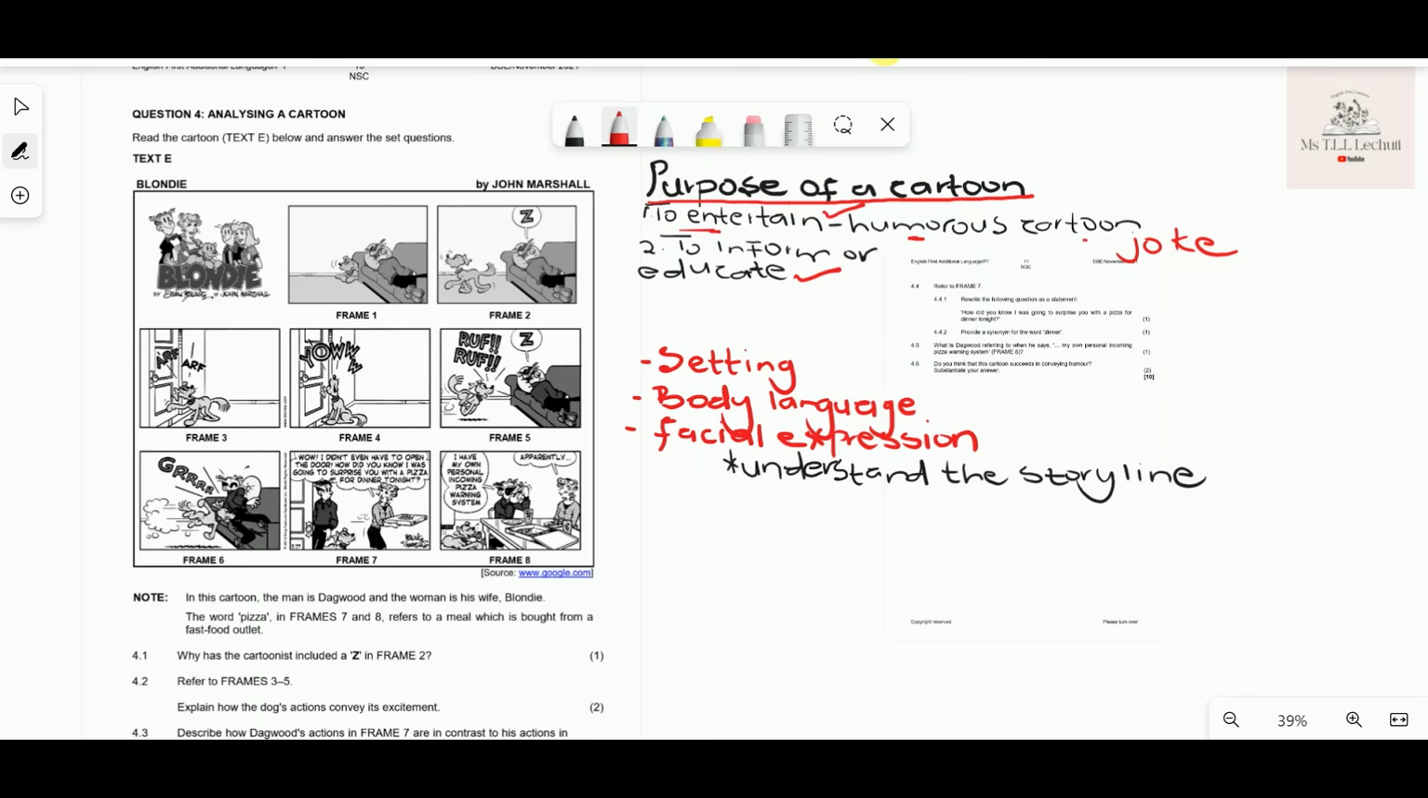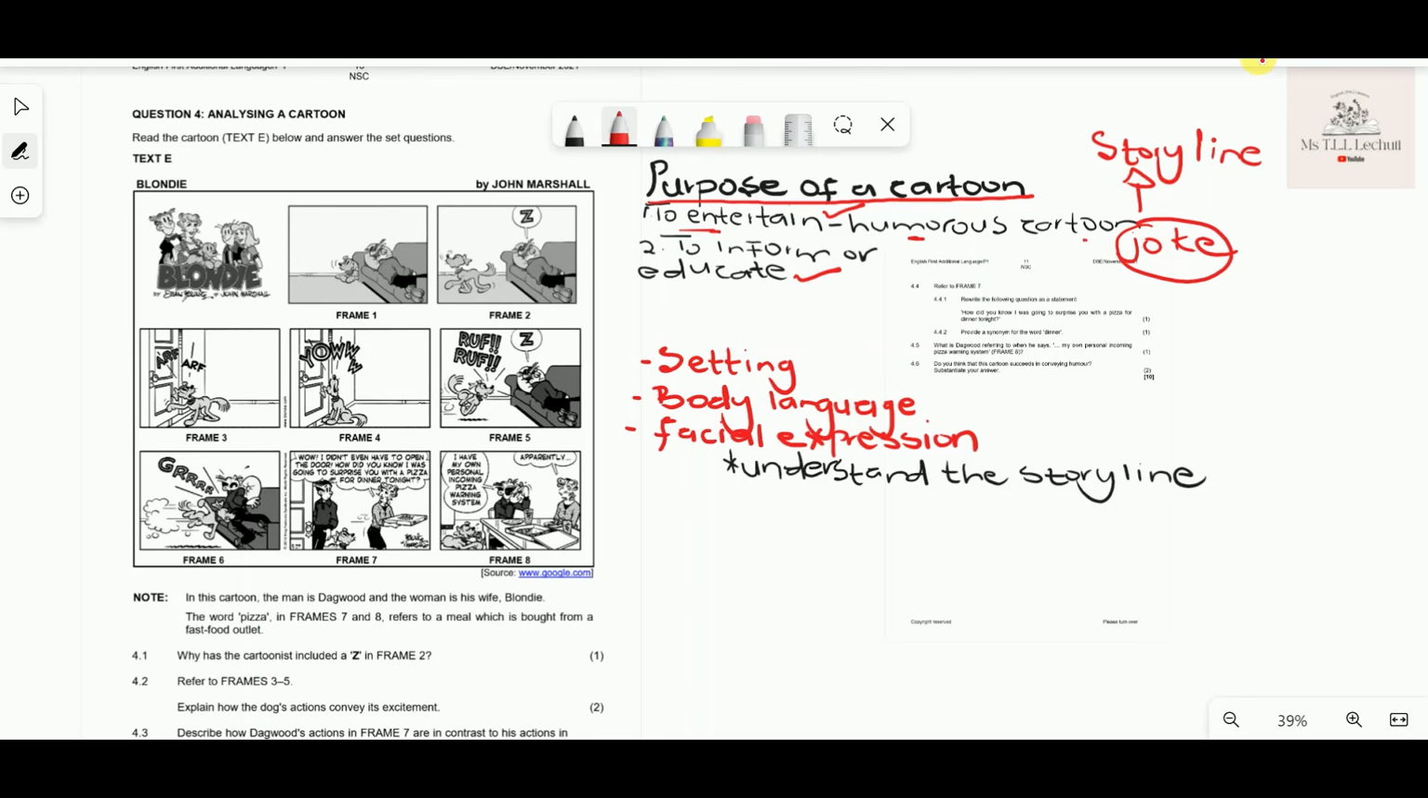If a cartoon is there to entertain, which is what we normally label a humorous cartoon, it means that as a reader or analyzer of that cartoon, you should be in a position to tell us how the humor, how the joke, was created. And for you to understand how the joke was created, you are going to rely on the storyline, to know what kind of cartoon you are interpreting, what kind of cartoon you are analyzing.